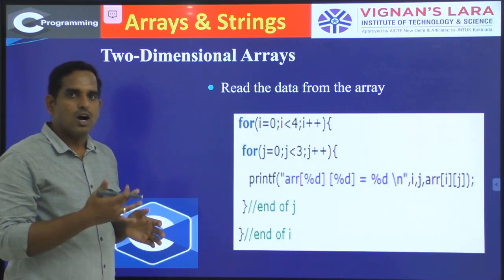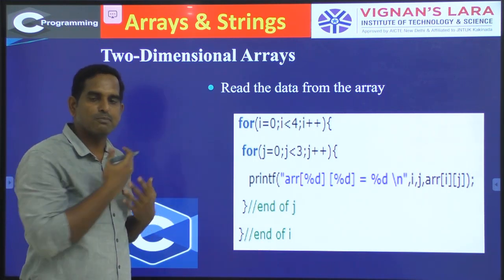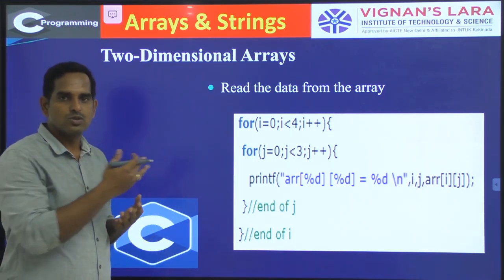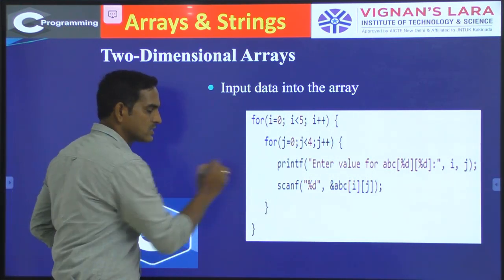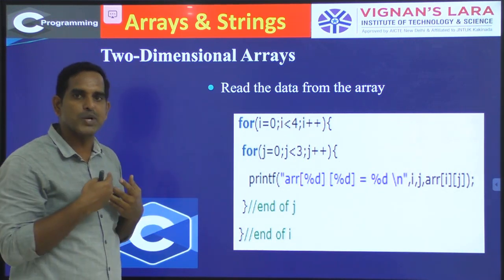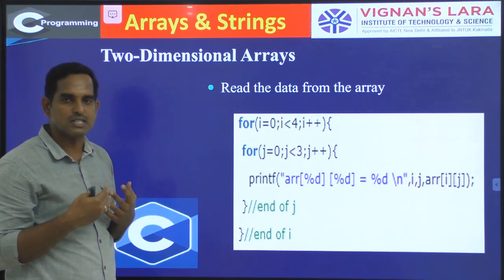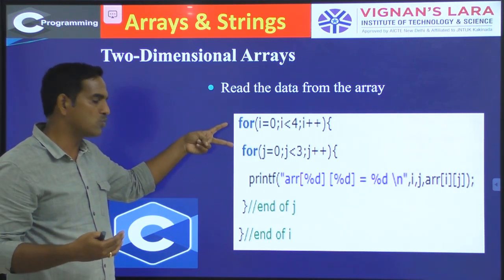So the same thing, how to read data, that last part, is how to read the data from your two-dimensional array. In the previous part, I gave data into the two-dimensional array by using the scanf statement. Next, I have to read the data from the two-dimensional array, whatever is present. You have to use the same process, that is, take the same two for loops.